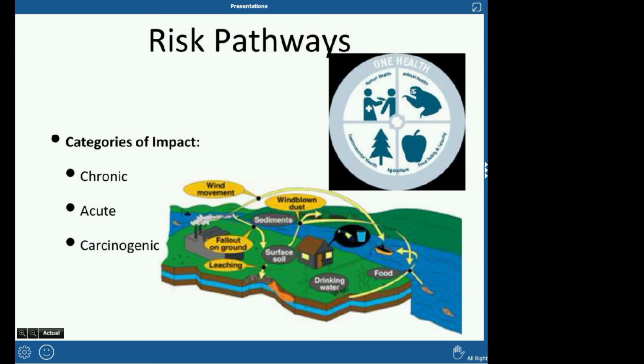So then we can talk about risk pathways. We can talk about chronic and acute, which are the two main ones, and then carcinogenic is kind of a sub-category of both. Chronic is when you're exposed to something over a long period of time. So let's say you are a coal worker and you're continually exposed to coal dust over a long period of time, and then you get black lung or whatever. That is chronic, you got that from being chronically exposed to something.